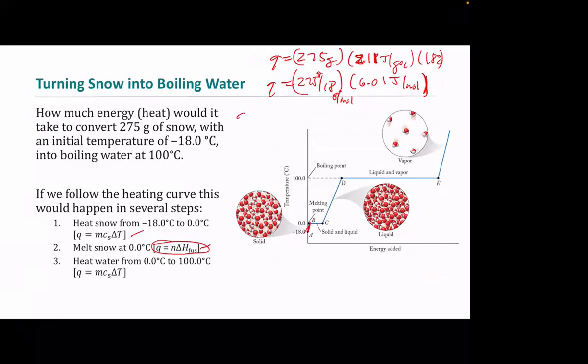Then the third step will be Q is equal to, back to that first equation again, 275 grams. Now we use the 4.18. And then we're heating it up 100 degrees, right? And you can add all three of those together, and that will be the heat necessary to take ice at minus 18 up to water at 100 degrees. You can just add all three together. That's too long for an individual question on an exam, but treat them as individual problems.